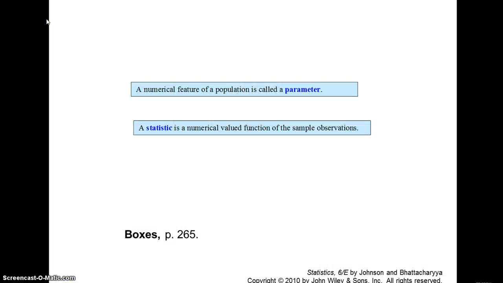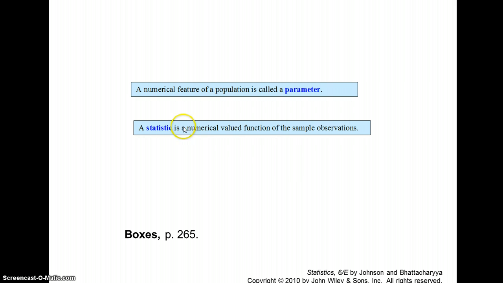In chapter 7, we talk about the distribution of the sample. So first we look at the two concepts. One is called a parameter and the other is a statistic. The difference between these two: a parameter is a numerical feature of a population. So that's talking about the entire population. For example, we talk about a population mean, a population standard deviation, and a population variance.